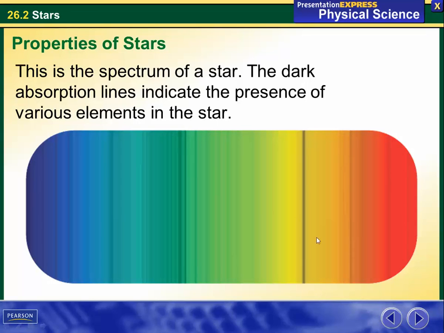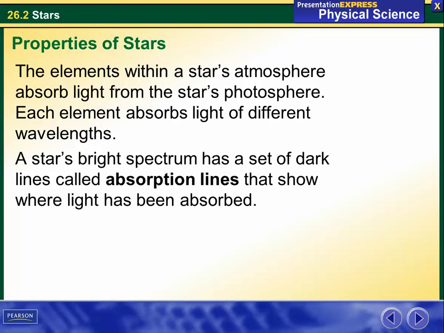So this line right here means there is an element present in this star that is absorbing this color of light, and another element that's absorbing that color of light. Using this spectrum from the spectrograph, it can tell us which elements are present, which is just explained right here. The elements within a star's atmosphere absorb light from the star's photosphere, or the star's surface. Each element will absorb light of different wavelengths.